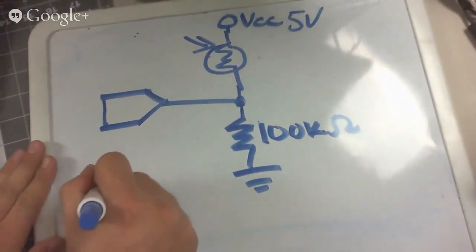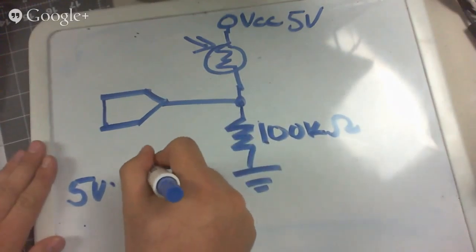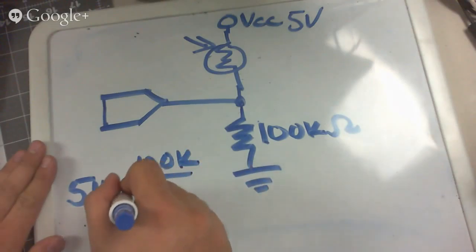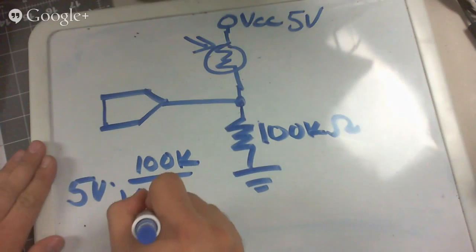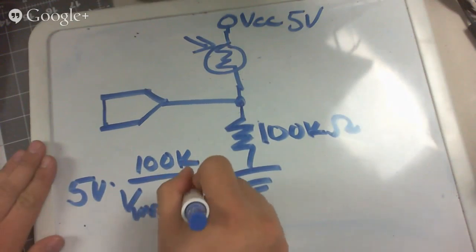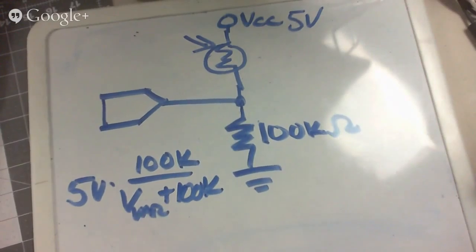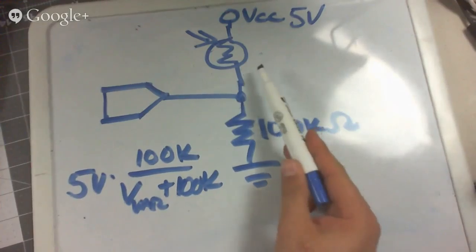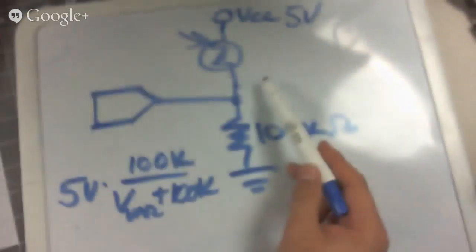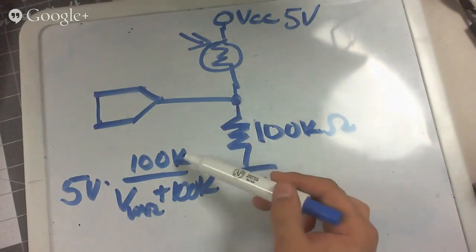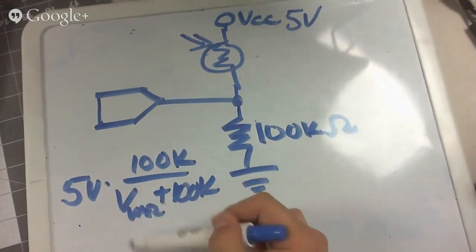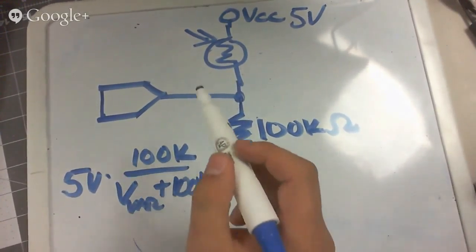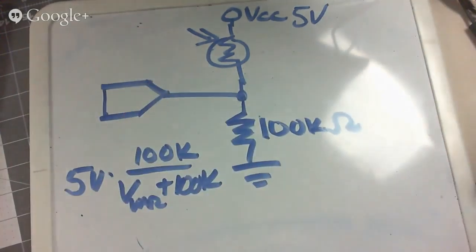So 5 volts times 100K over R variable plus 100K. So what happens when this resistor gets really, really small? In other words, when I've bombarded it with light, it's 100K basically over 100K. The variable goes to 0. 100K over 100K is 1. 5 times 1 is 5 volts. So basically, when it's really bright in this configuration, I'll see 5 volts in the microcontroller.